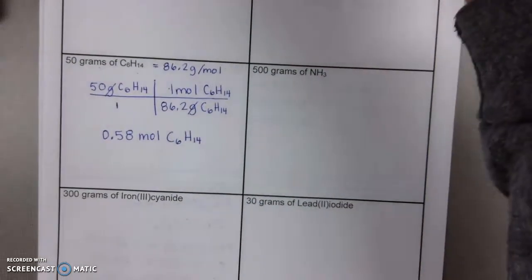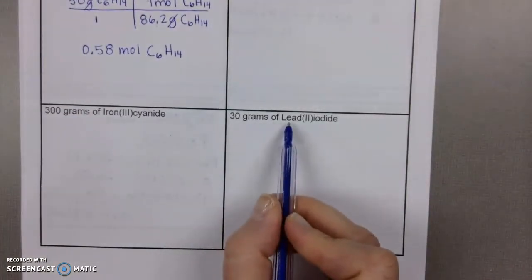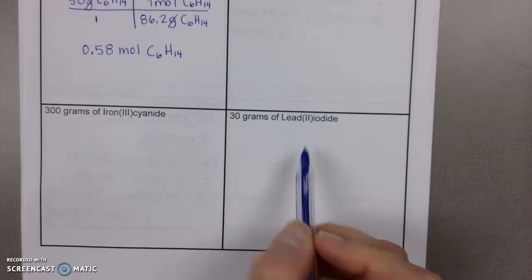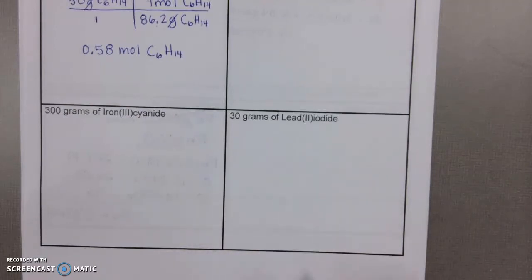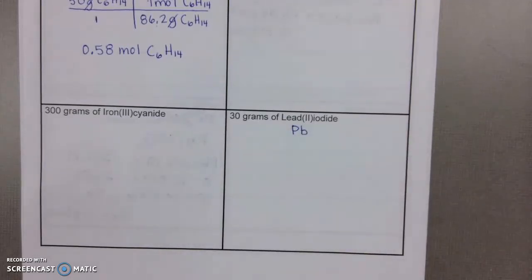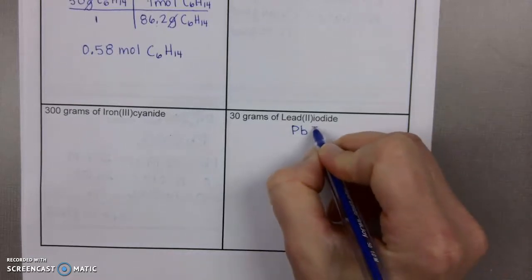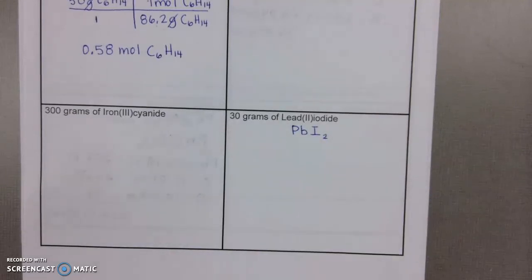All right, let's do one more. Let's look at 30 grams of lead 2 iodide. So in order to actually proceed, we need to make sure we write that in formula. So lead 2 is Pb. It's got a +2 charge. Iodine has a -1. So when we cross that down, we get PbI2 for that formula.